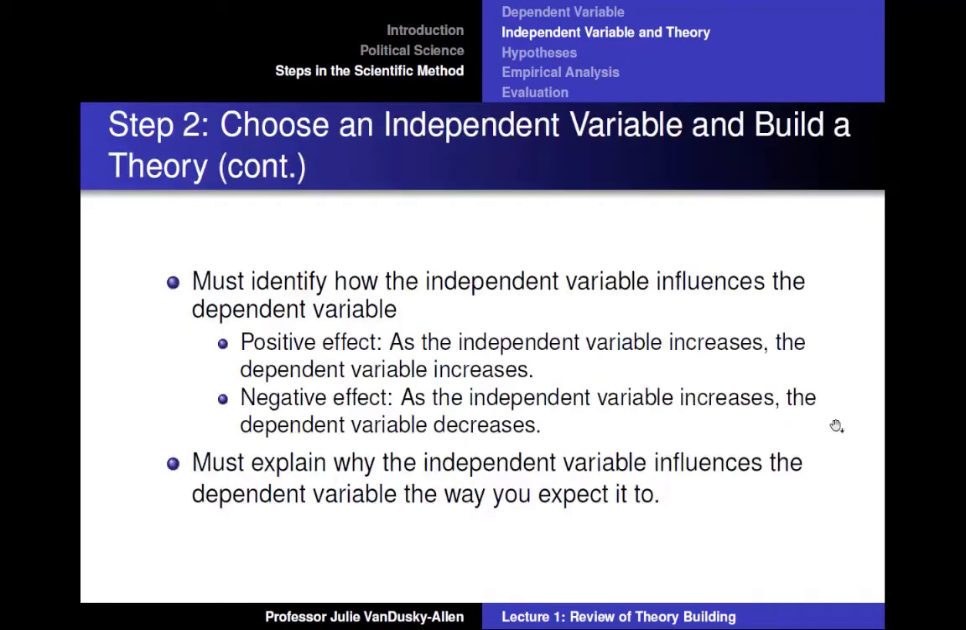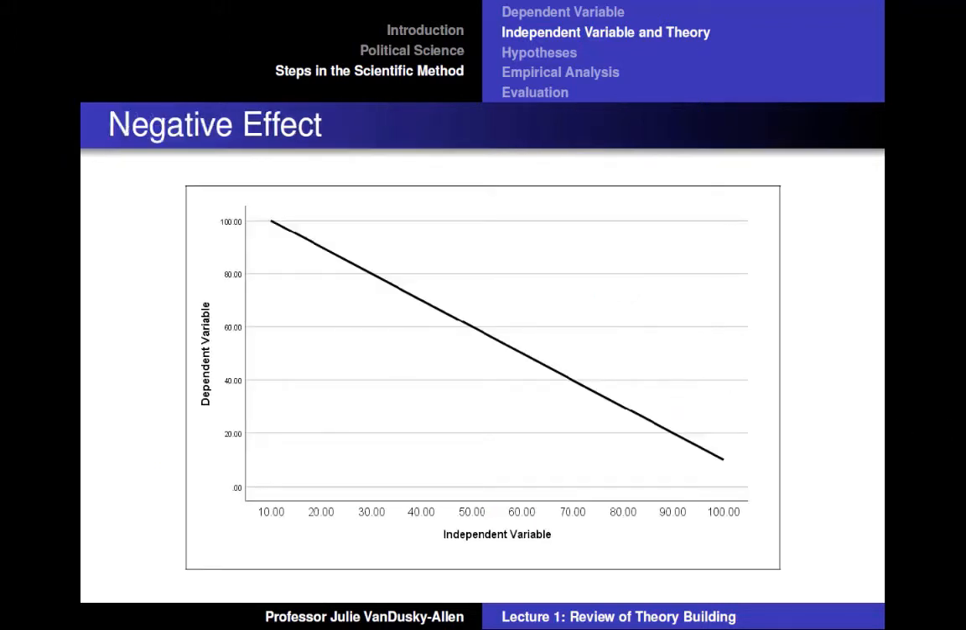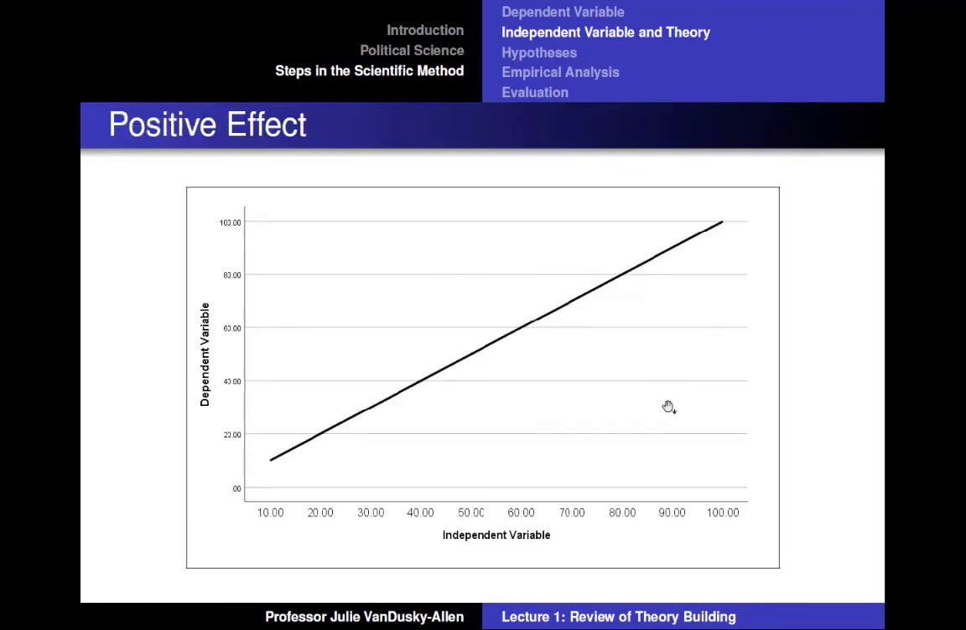Next, if we believe the independent variable has a negative effect on the dependent variable, we believe as the independent variable increases, then the dependent variable decreases. Here is a graphical representation of a negative relationship between two variables. Once again, the dependent variable is on the y-axis and the independent variable is on the x-axis. As you can see, as the independent variable increases, the dependent variable decreases.